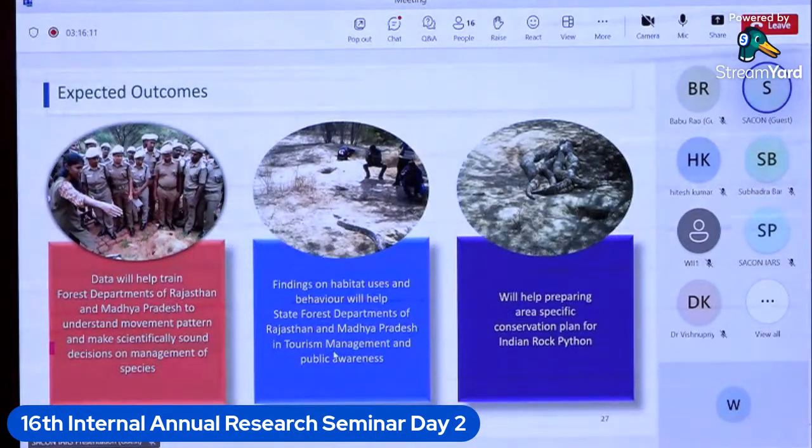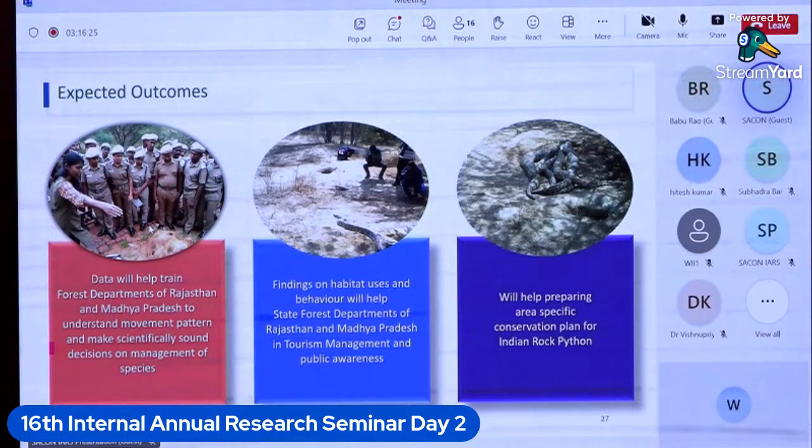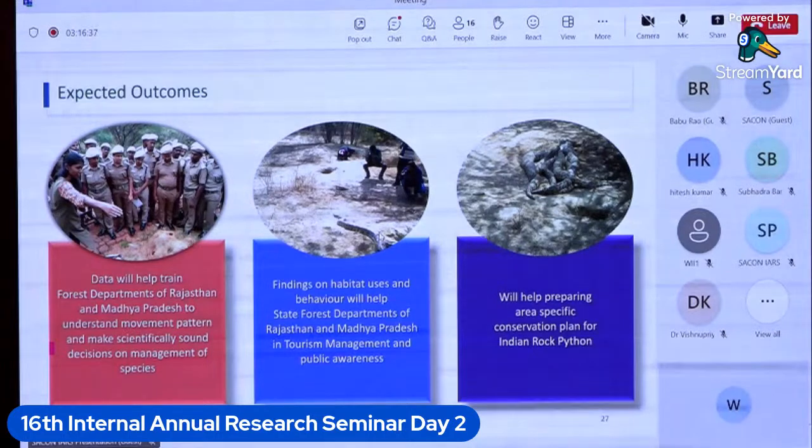Expected outcomes from this project, so this has just begun. I would just like to list out the major outcomes. First, the data from this entire project will help train the forest departments of both Rajasthan and MP to understand the movement pattern and make sound decisions on the management of the species, especially the rescue and release of pythons. The findings will also help the departments in tourism management and public awareness, because in both the regions there is a lot of influx of tourists.